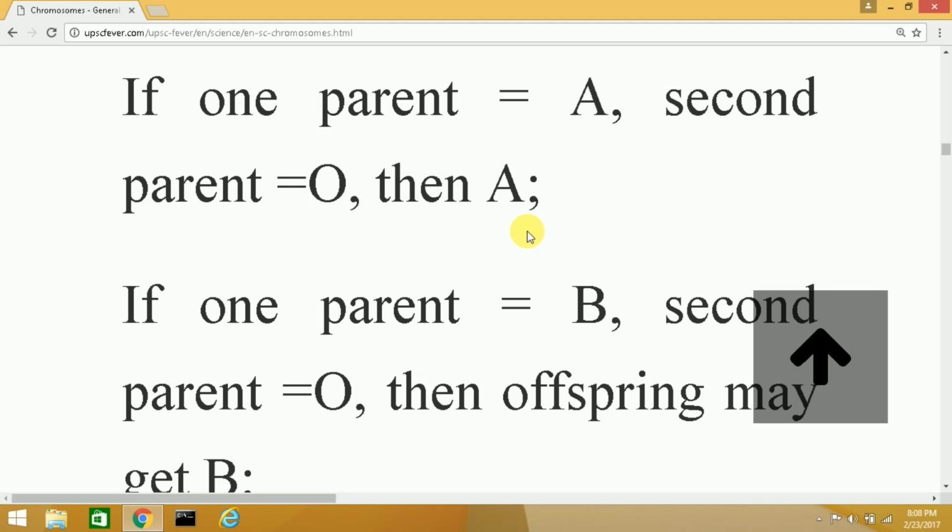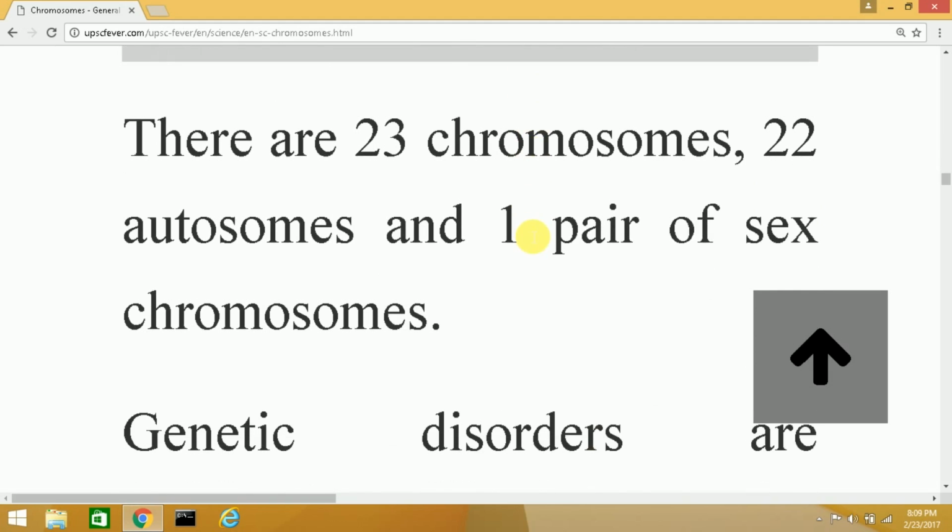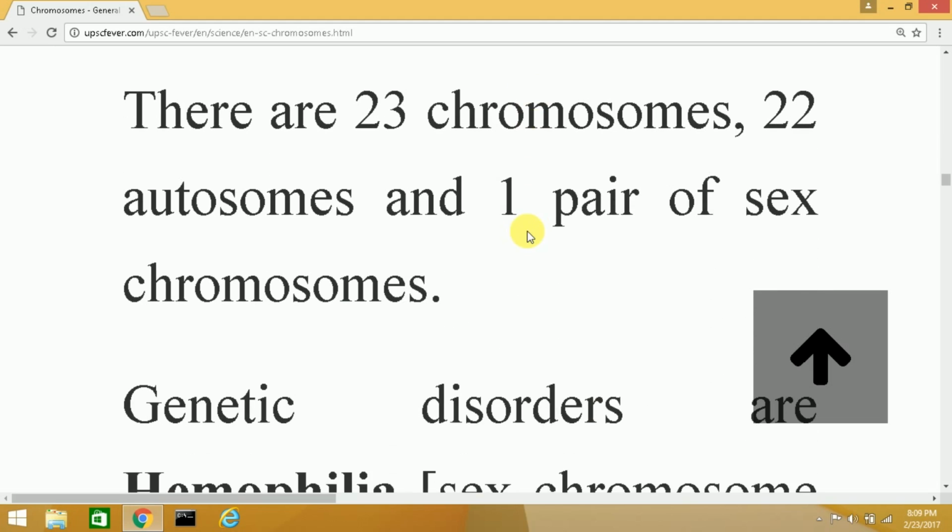Next is about the chromosomal disorders. So, as I said, human beings have 23 pairs of chromosomes, out of which 22 are autosomes and one is a pair of sex chromosomes. So, any disadvantage or disability that is linked to chromosomal disorders is a genetic disorder. And the following genetic disorders are seen.